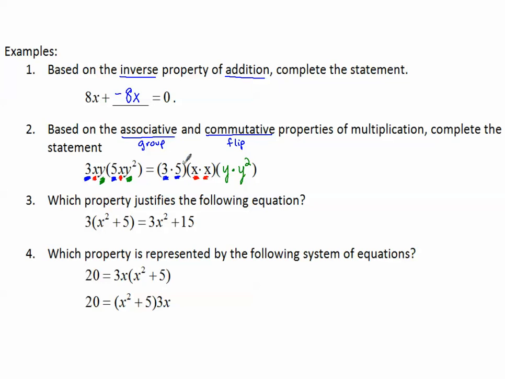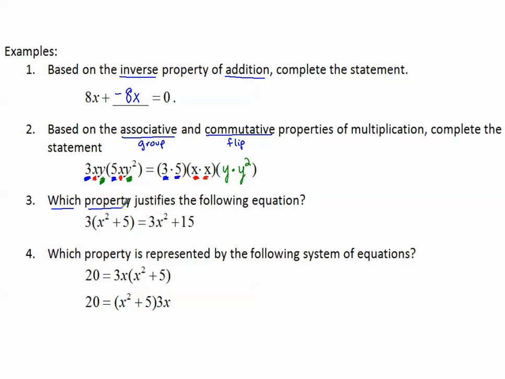Associative is demonstrated here because of the groupings, but because I had to move the places of some numbers, I had to switch the places and put the 5 before the other variables. That demonstrates the commutative property.